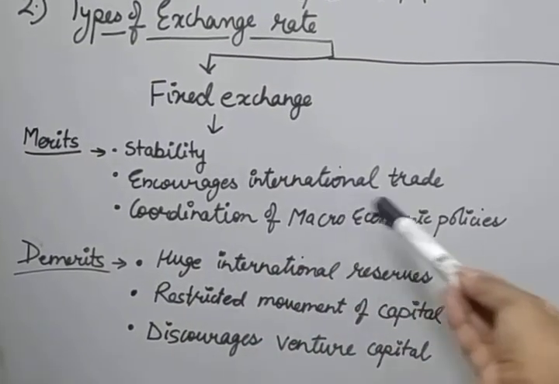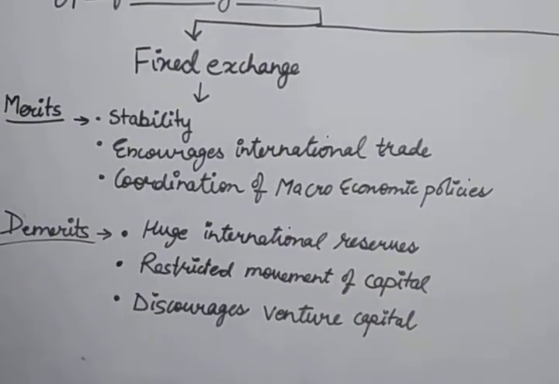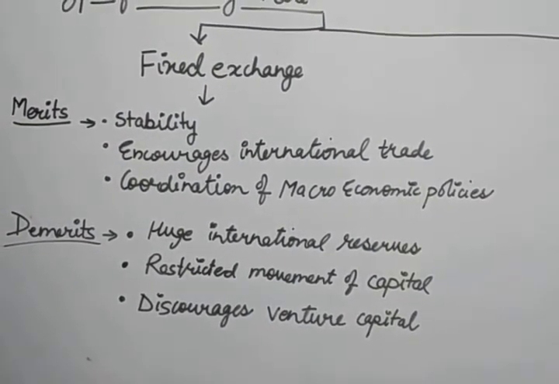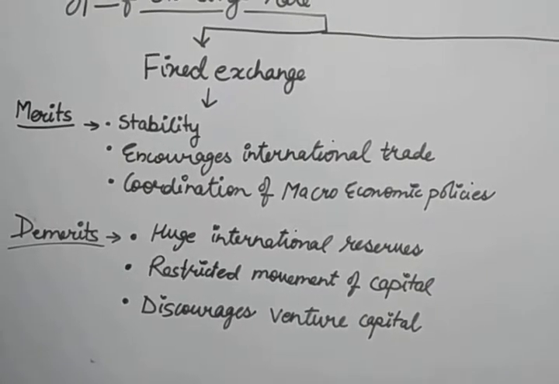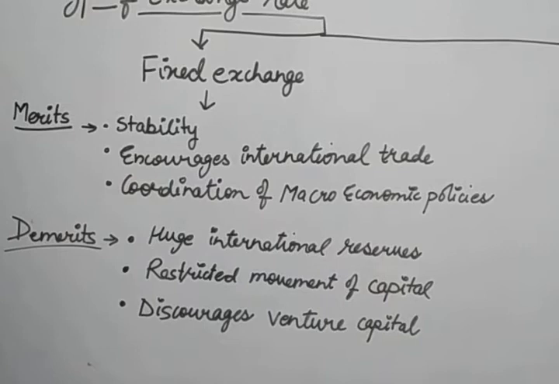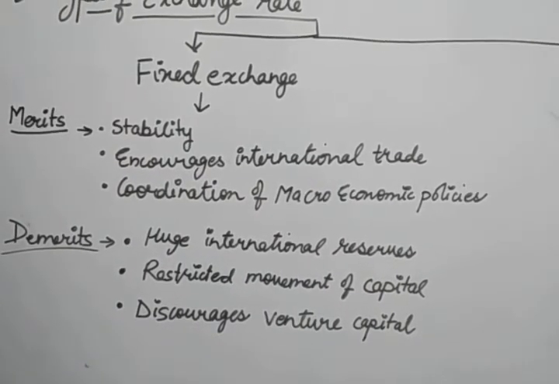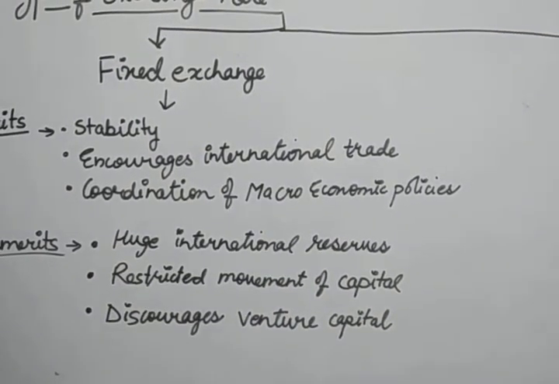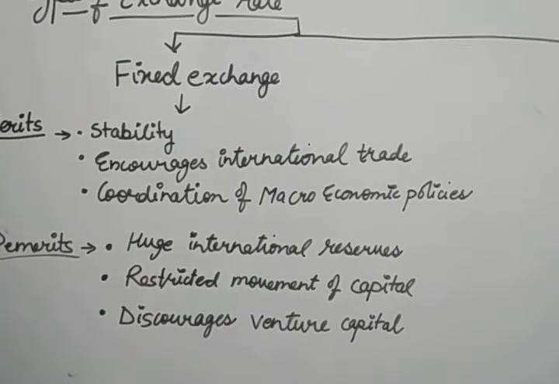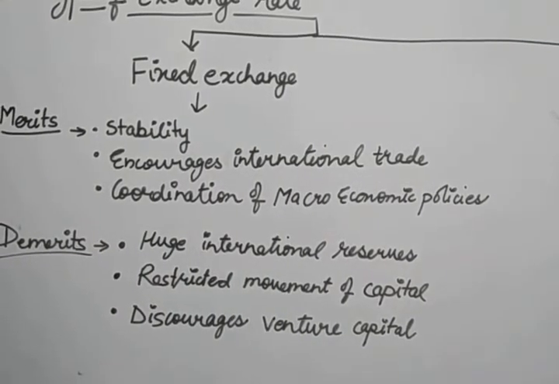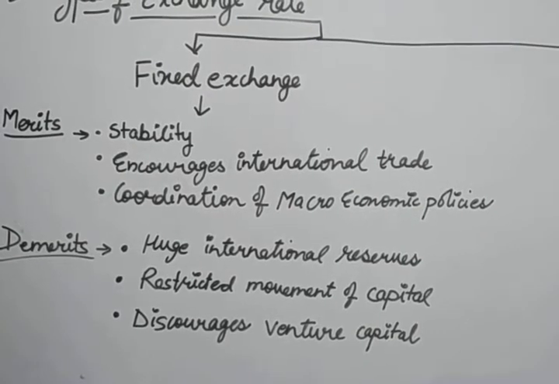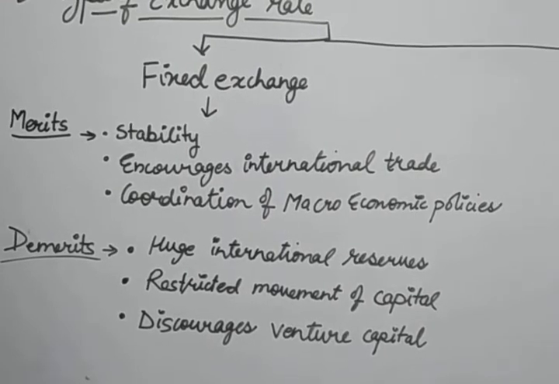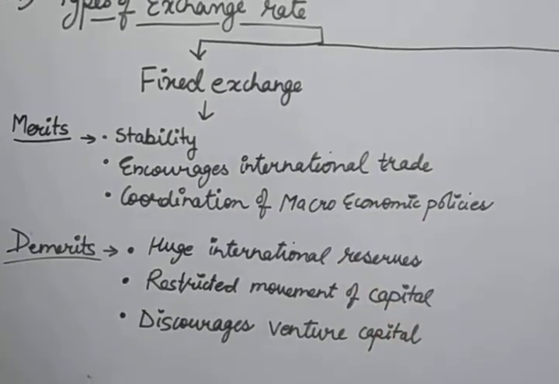Second merit is that it encourages international trade. When there is stability in the market, it will automatically encourage international trade, because this system implies low risk and low uncertainty for future payments. Third is the coordination of macroeconomic policy. We know that these policies are related to the long term, and the fixed exchange rate system helps in coordination of macroeconomic policies across different countries of the world. So these are the merits of the fixed exchange rate system.